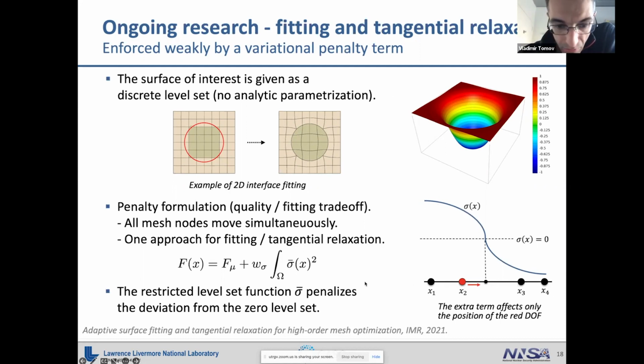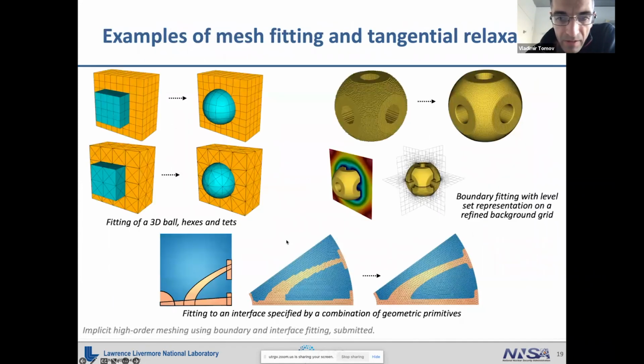zero level set. So what the method does is it marks some nodes. In this case, it marks x2, and it wants to move it to a location where the sigma is zero. This is the zero level set. That's what happens in this example, and it's again a nonlinear term, needs derivatives and so on. Some examples for this: simple balls, both for hexes and tets. We can also do it for boundaries.